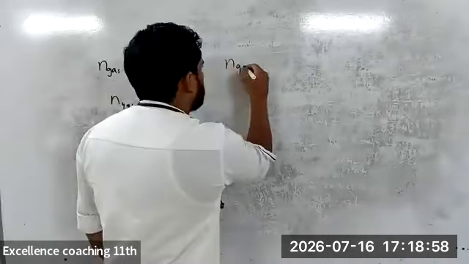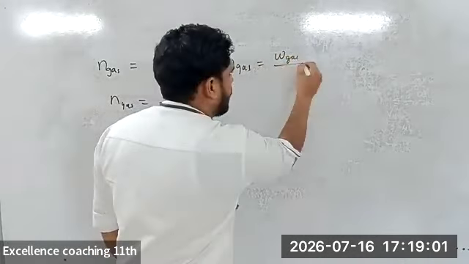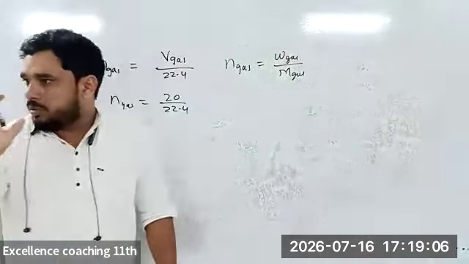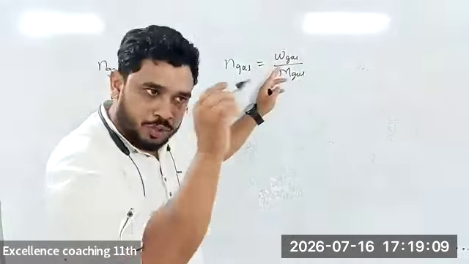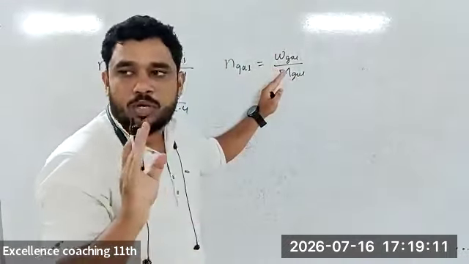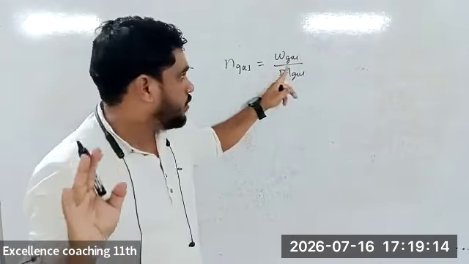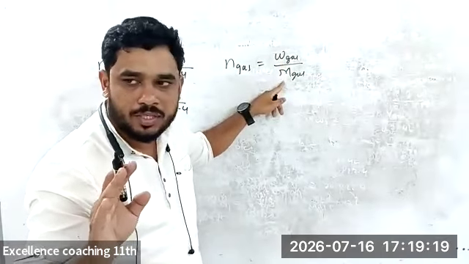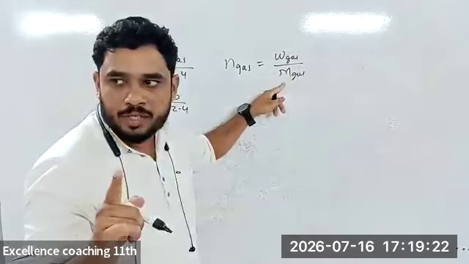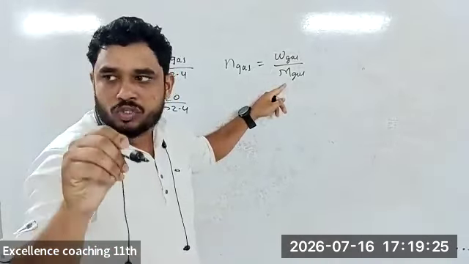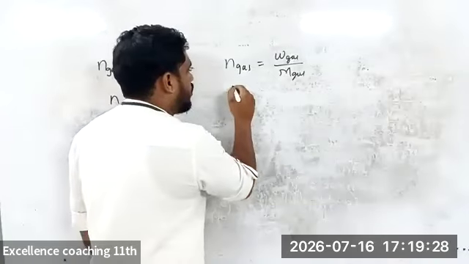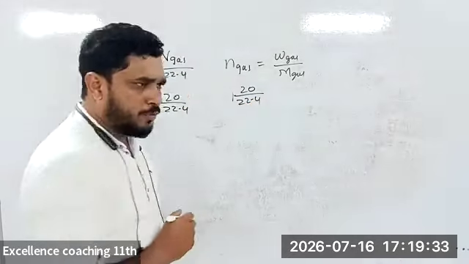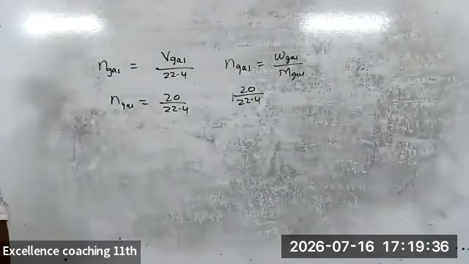Go for the next formula. Number of moles is equal to given mass of gas upon molar mass of the gas. I am writing this as a shortcut. If these things are done in school then only you can do it, or you have to write mass upon molar mass in the exam. I'm telling you again, don't do these things. The meaning is the same, but see what your teachers have done, they might have written in words mass upon molar mass. So number of moles of gas we have got as 20 upon 22.4.